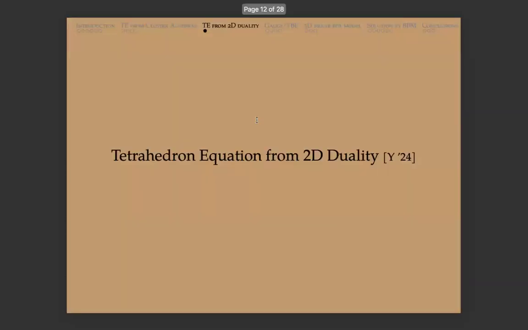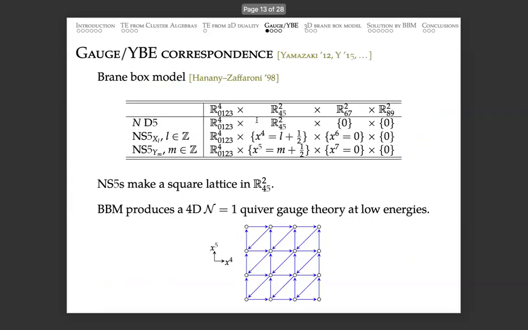So actually, I explained this in one of the workshops, so some people might have seen this before, but please bear with me. This is my newer work, tetrahedron equation from 2D duality. All right. This work is related to this gauge YBE correspondence, which I briefly mentioned at the beginning of my talk, and is actually inspired by it.